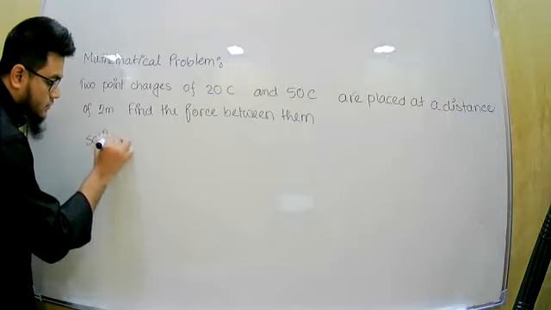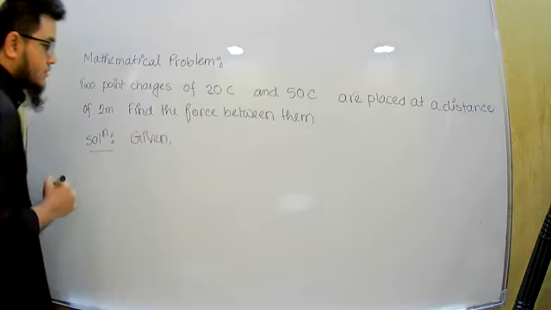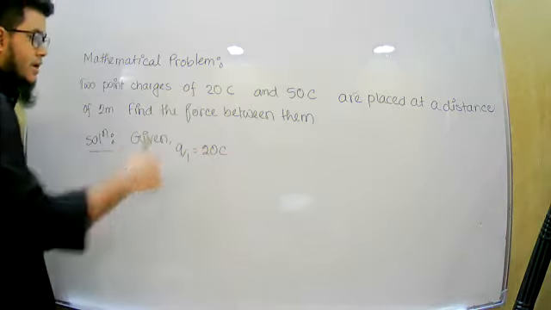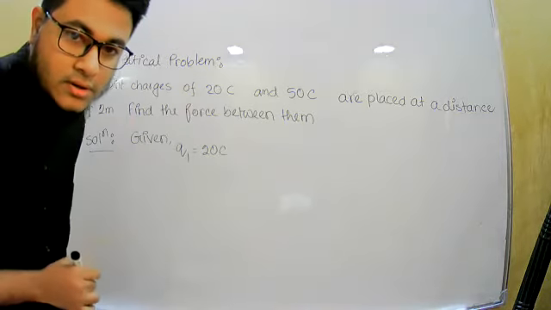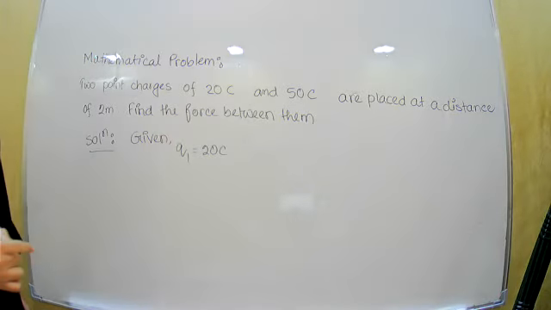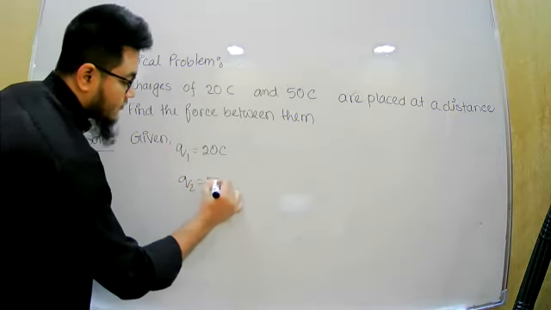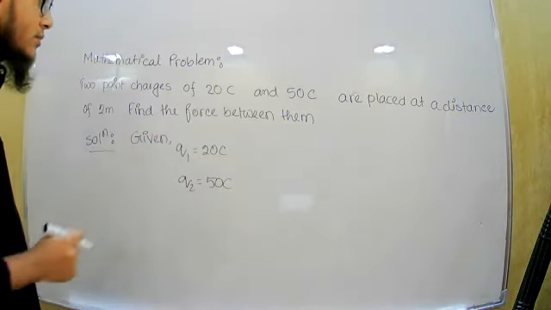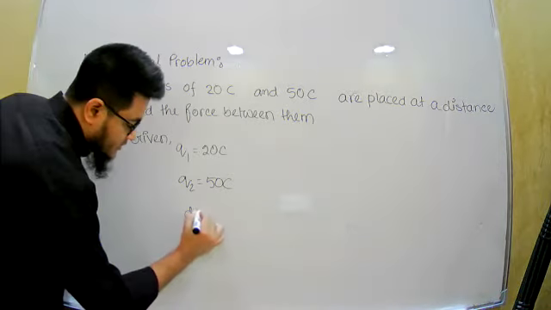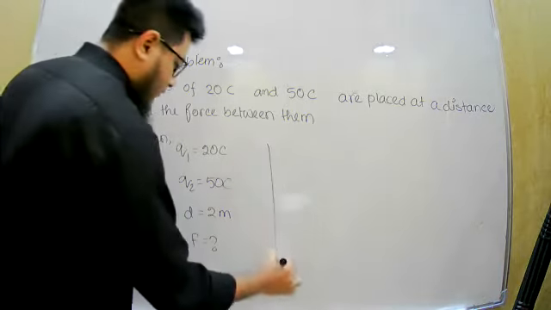So the solution will be like this. At first, we will list the given information. Given Q1 is equal to 20 Coulomb. As there is no negative sign in front of it, we will consider it a positive charge. Then Q2 is 50 Coulomb. Both of them are positive, so the force between them will be a repulsive force. They are placed at a distance of 2 meters. That means D is equal to 2 meters. Now, force F is equal to what? They have told us to find it out.